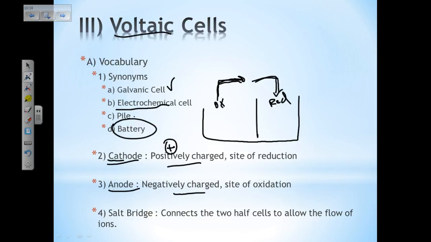And then there's the anode, and the "an" typically means against or negative, like anti and things like that. So that's how I remember which one's positive and which one's negative. Also, the cathode is where the reduction occurs, and the oxidation occurs at the anode.